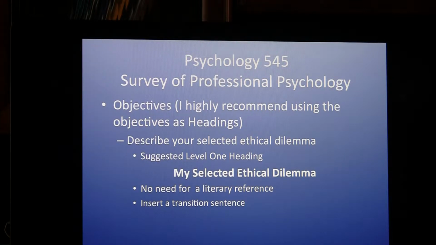As with all objectives, I recommend that you use the objectives as headings. The first objective for this paper is describe your selected ethical dilemma. Here's my suggested level 1 heading. Simply, my selected ethical dilemma. Okay, there's no need for a literary reference because what you're going to be doing is basically just regurgitating what the ethical dilemma is, and you can write it exactly how it's written from the rubric or the syllabus. When you're done, I will need a transition sentence that takes the reader from this particular main point or objective into the next.